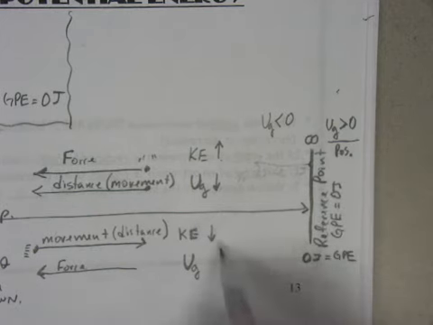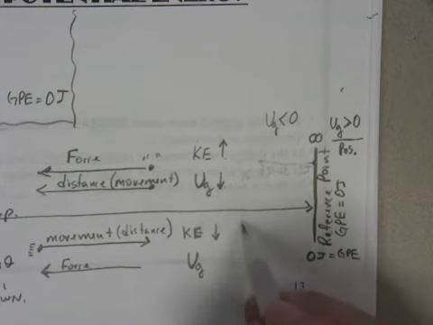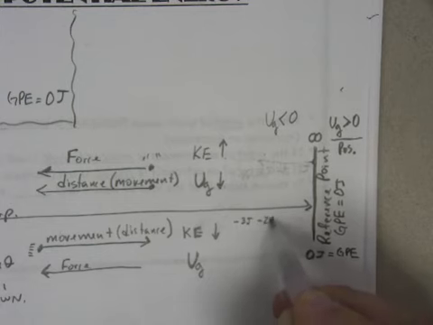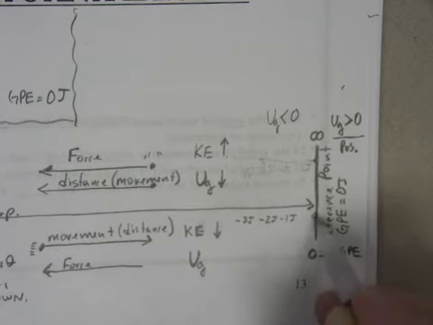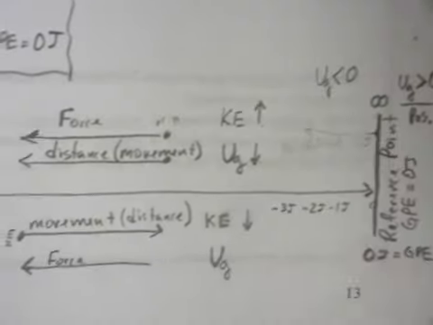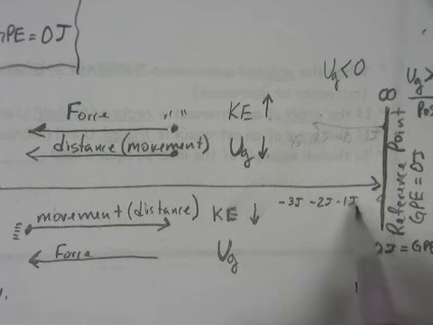All right, now everything is reverse when you are moving towards infinity. If you're moving towards infinity, you'll be at negative 3 joules, negative 2 joules, negative 1 joules, and eventually 0. Well, if you're 0 way out here, then you're getting closer and closer to 0, negative 3, negative 2, negative 1. That means your gravitational potential energy is slowly going up. I know that sounds weird.